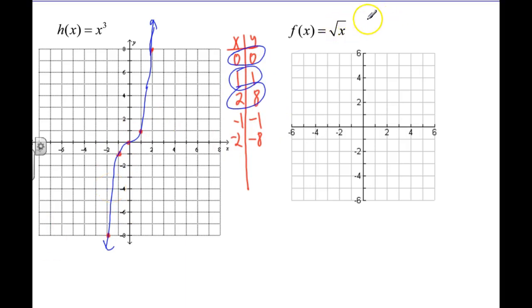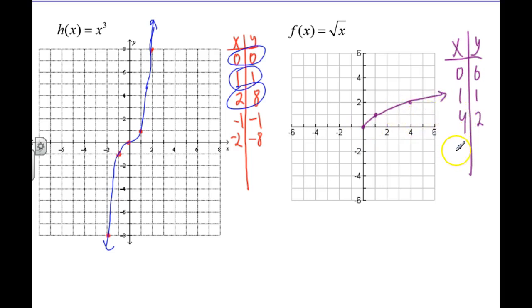So, square root. Square root is a very popular graph. So let's kind of build this one and see what it looks like. Plug in 0, square root of 0 is 0. Plug in 1, square root of 1 is 1. That's easy. 4 for x: if I plug in a 4 there, square root of 4 is 2. So I have the point (4, 2). You probably see what's happening over here.